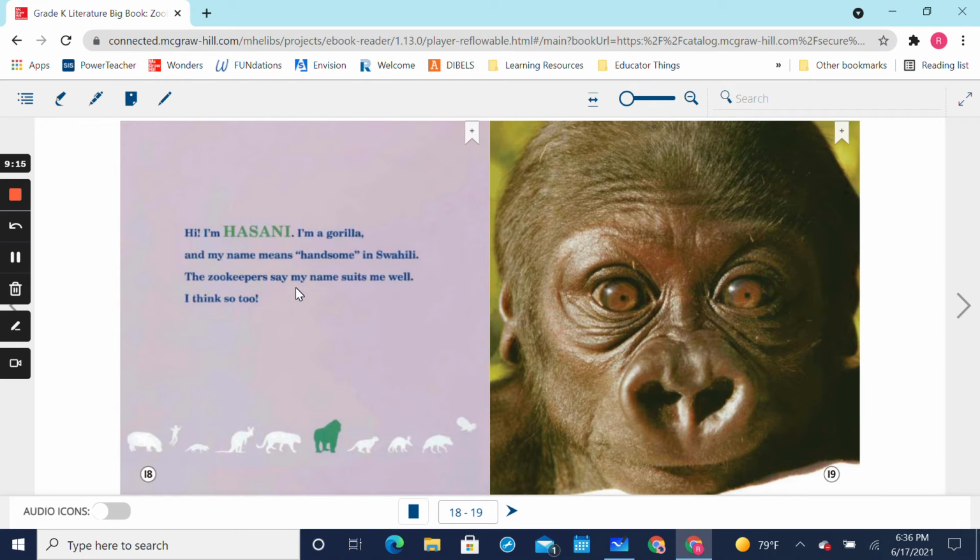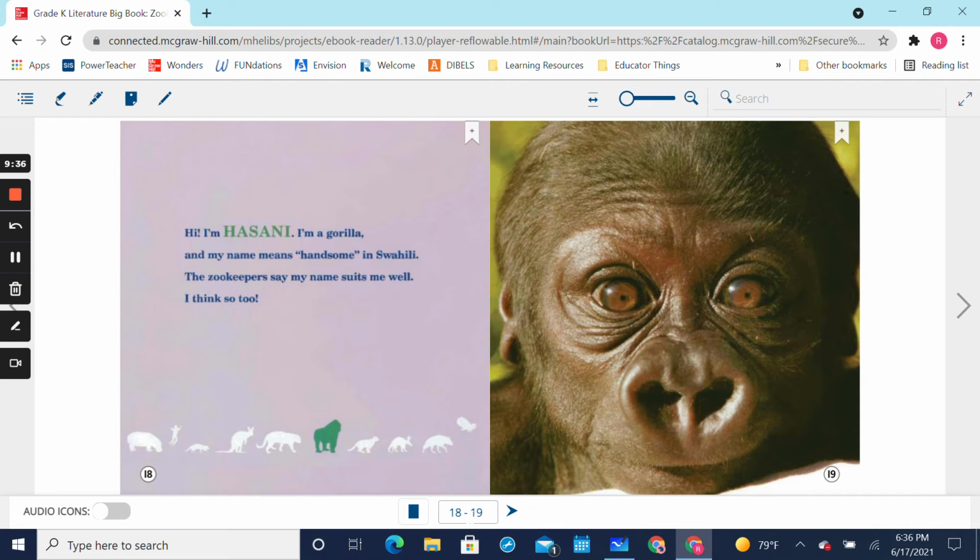I have a question for my friends, and we can pause this to answer this question. How is the baby gorilla the same as the baby orangutan? And how is it different?